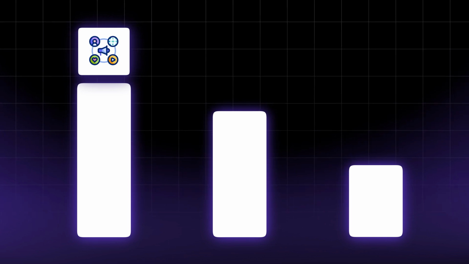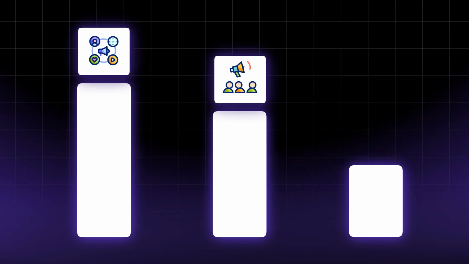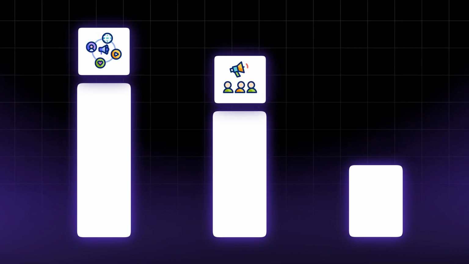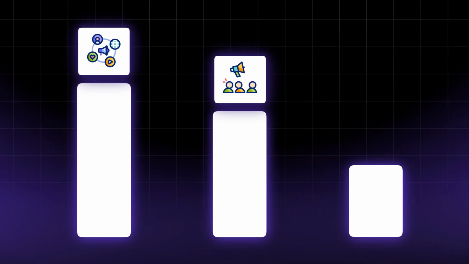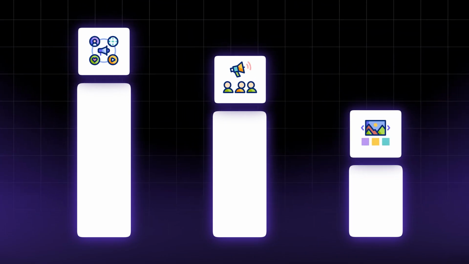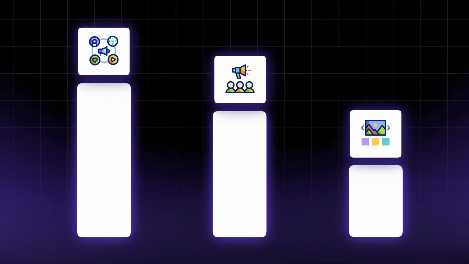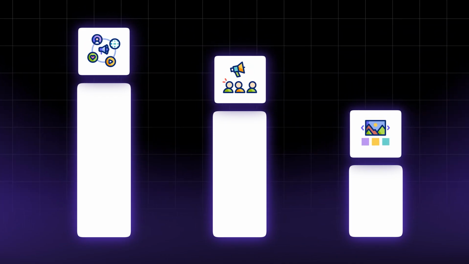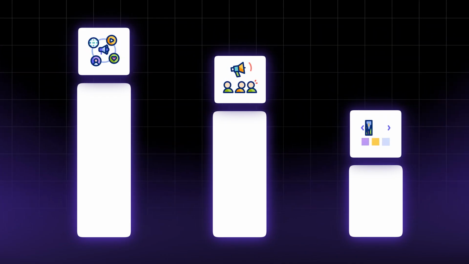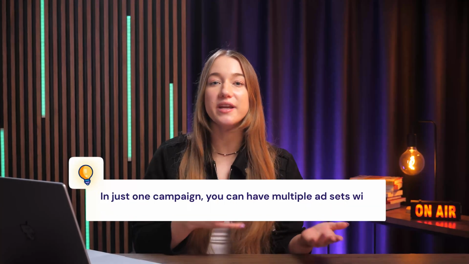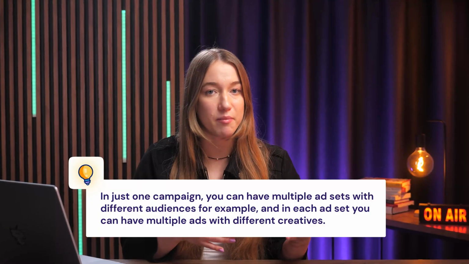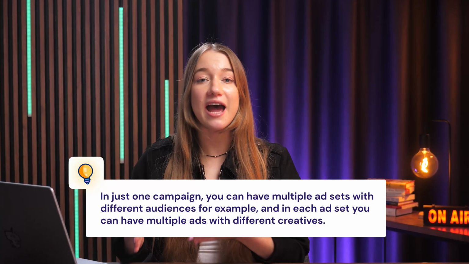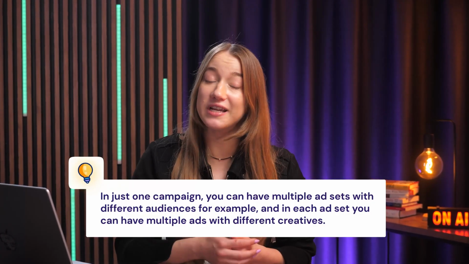Then comes in the ad set. Now here you mainly define your audience and placements. That's where your ad will appear basically. And finally, the actual ad, and this is the creative part and what people will actually see, like your images, videos, ad copy, call to actions, all that. So just remember these 3 levels that I just mentioned. And also guys, in just one campaign, you can have multiple ad sets with different audiences, for example. And in each ad set, you can have multiple ads with different creatives as well.